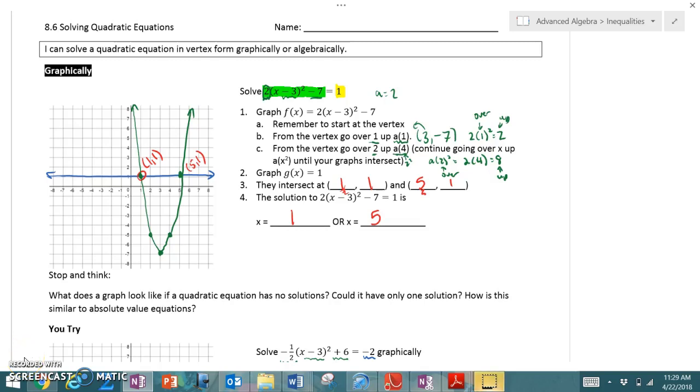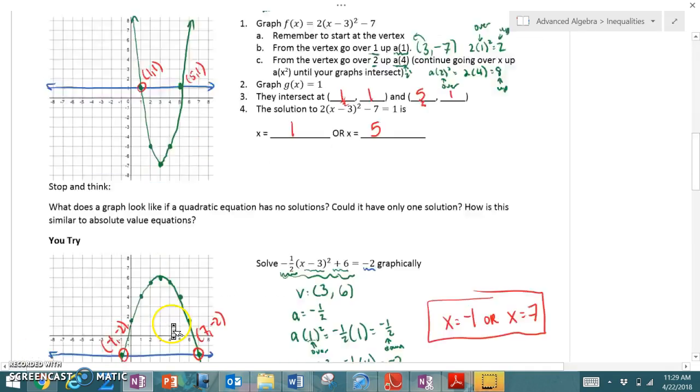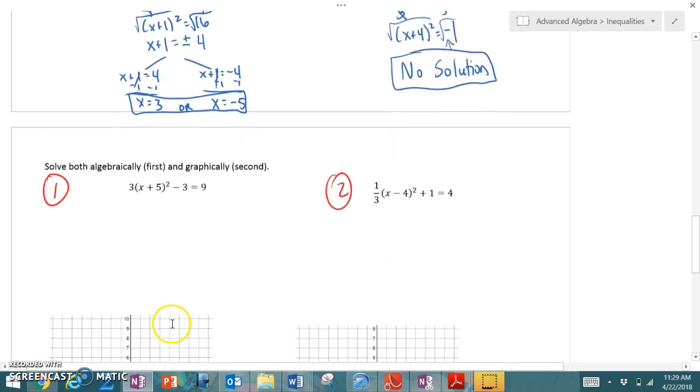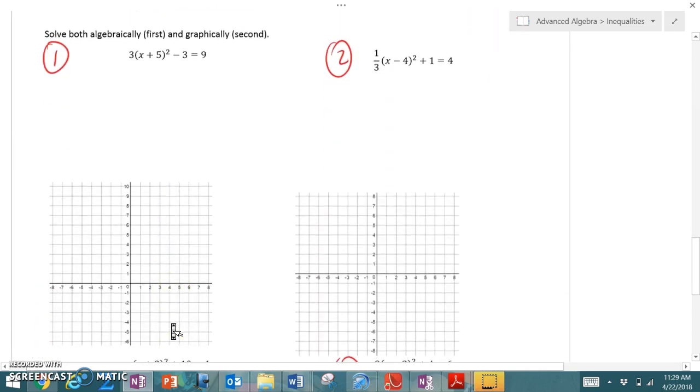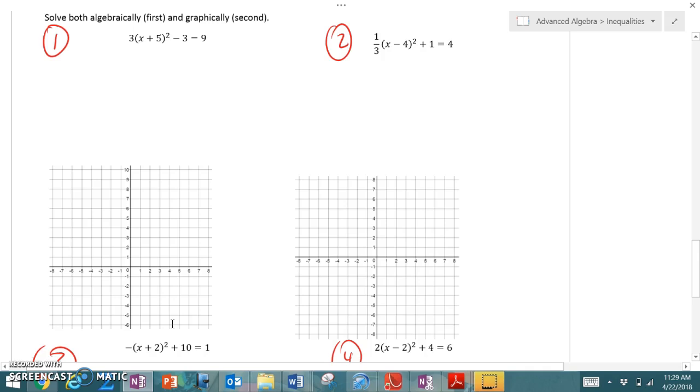Okay, so you just watched the first video for 8.6, which is where we learned how to solve quadratic equations both graphically and then algebraically. So now you should be going to the back side of that note sheet, and if you're feeling confident in it, you can just start working on these examples. But I'm going to start by walking through number 1 a little bit slower to review the concepts.